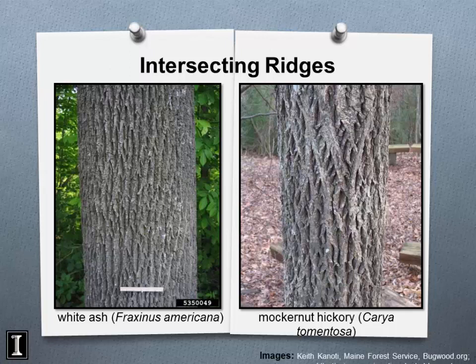And then on the right, this is a common hickory in Illinois, not so much probably in Iowa or Wisconsin, but mockernut hickory. This is a mature mockernut hickory, and see how these ridges kind of intersect. This one goes at an angle here, and they form a diamond pattern. If you don't see it, make yourself see it. Believe me, it's a diamond pattern. It is. So very helpful for identifying those species.